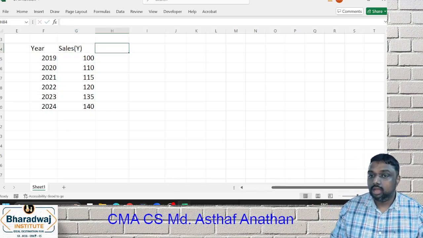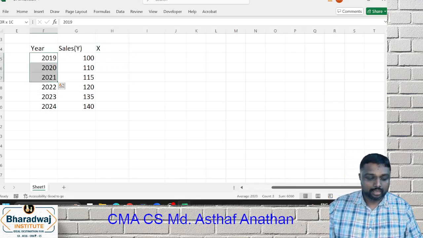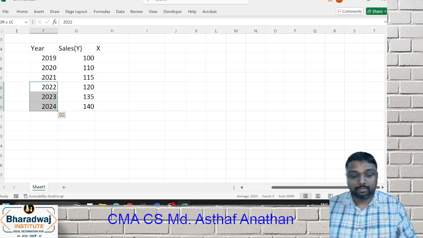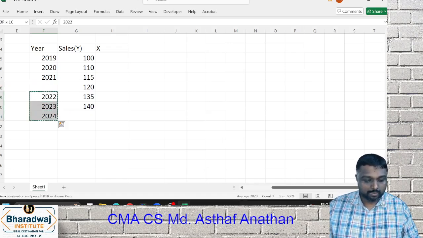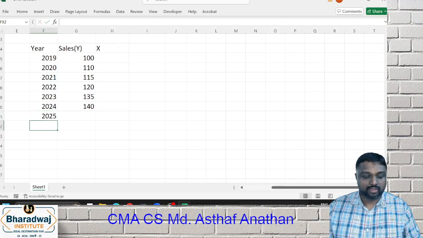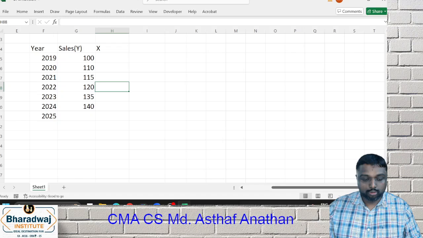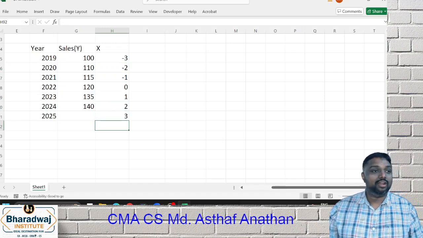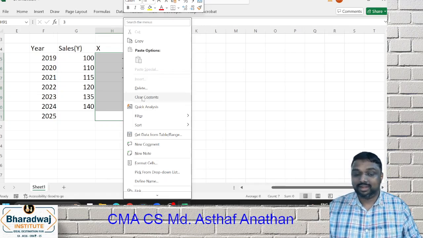We know the sales is called Y, and this is X. How will you take X? You have to take a median number. Here you have 3, here you have 3, so there is no median number. Generally, if it is an odd number of years, suppose you have 2025 also, 3 years here, 3 years here, then the mid year 22 you will put as 0, here will come -1, -2, -3, and here 1, 2, 3. But the problem here is that it is an even number.